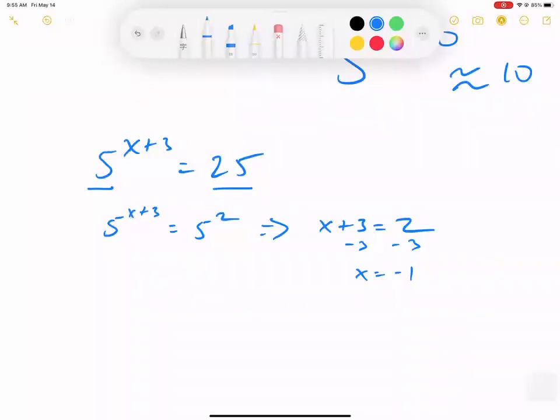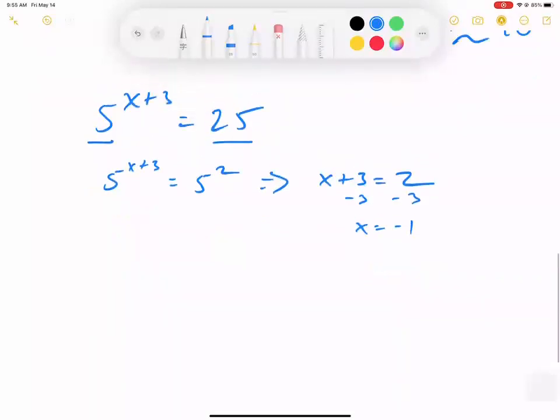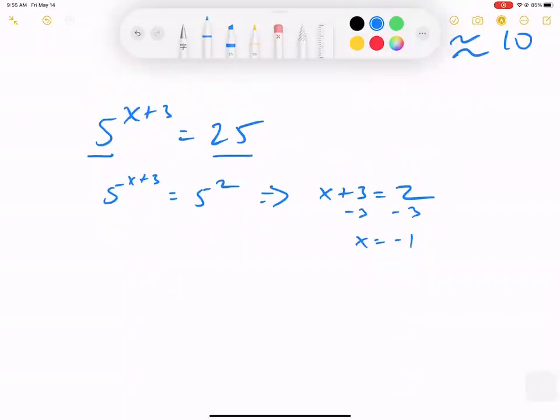And if we can do that, great. But let's say you are totally clueless and you have no clue what's going on. Whenever I see a variable in an exponent, I'm just going to log both sides. So let's do this using our algebraic way of logging it. Log of 5 to the x plus 3 is equal to log of 25.